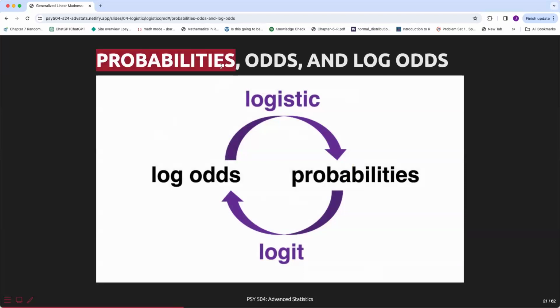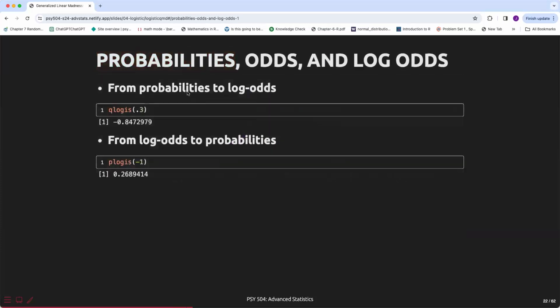So as you hopefully intuited, there is an interrelationship between probabilities, odds, and log odds, right? We can go from log odds to probabilities using the logistic transform, or we could go from probabilities to log odds using the logit transformation. So these things are all interconnected. And this allows us to interpret the parameters at different levels. We could talk about it in log odds or probabilities, which I think is super cool.